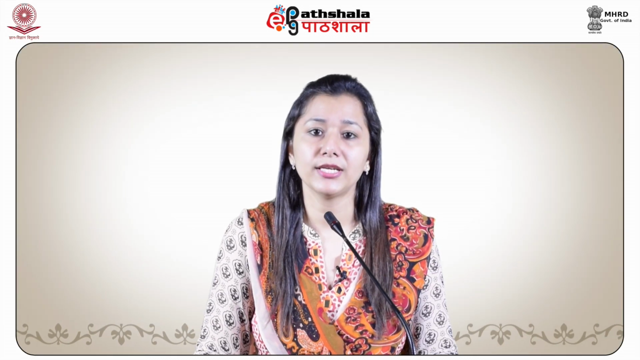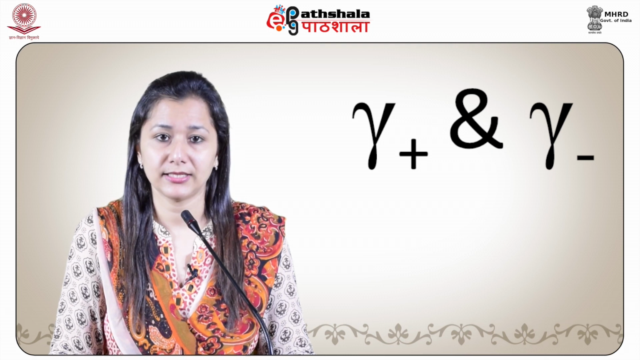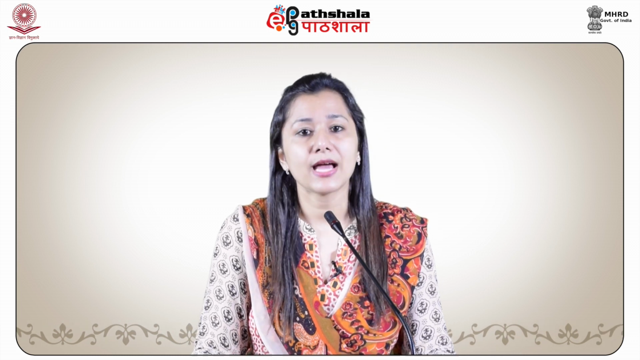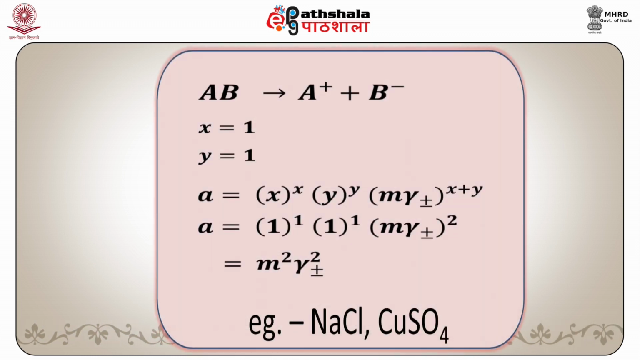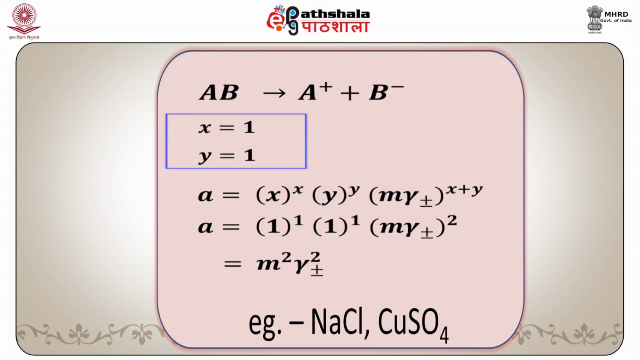Debye and Huckel theory ultimately accounted for the variation of mean activity coefficient with square root of ionic strength. Therefore, using Debye-Huckel theory, we find gamma plus and gamma minus theoretically. For different types of electrolytes, the activity can be calculated as follows. For a uni-univalent electrolyte of the type AB, which dissociates into A positive plus B negative, x is equal to 1 and y is equal to 1.